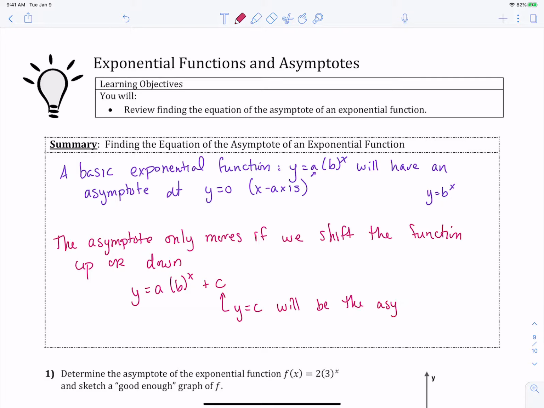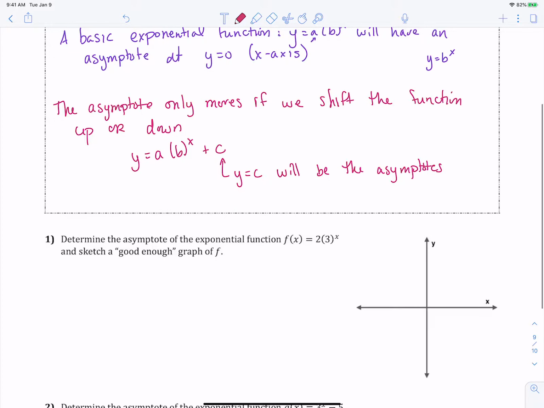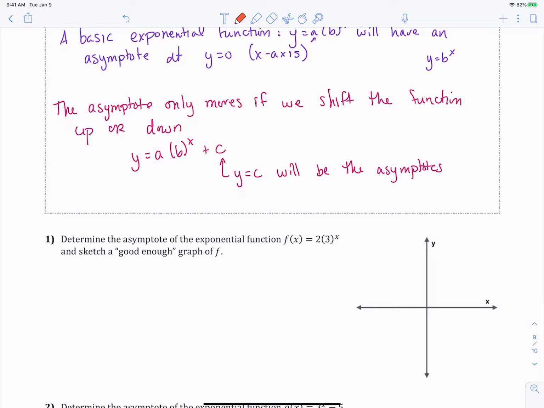So let's take a look at a couple quick examples here. We'll look at where the y-intercept lands and where the asymptote is, and how we can see that from the equation. The first example is that we want to determine the asymptote of the exponential function f of x equals 2 times 3 to the x, and we want to sketch a quick, good enough graph of this.